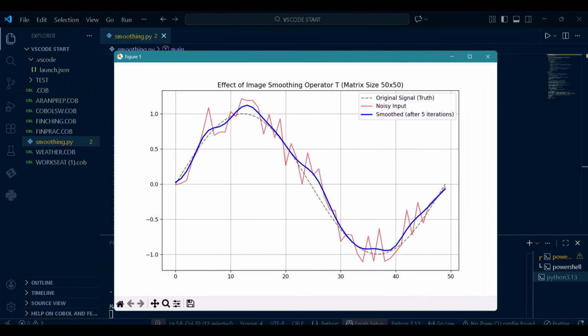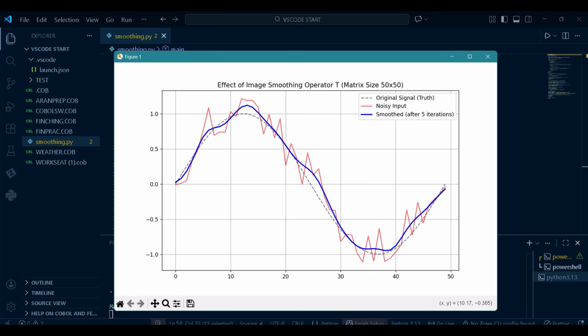So here you go. The code executes, calculates the eigenvalues to confirm stability, and generates this plot that you can see on your screen. This has a lot of lines. The broken lines indicate the original signal input, or the truth, the red lines indicate the noisy input, and the blue lines are the smoothed output after 5 iterations.